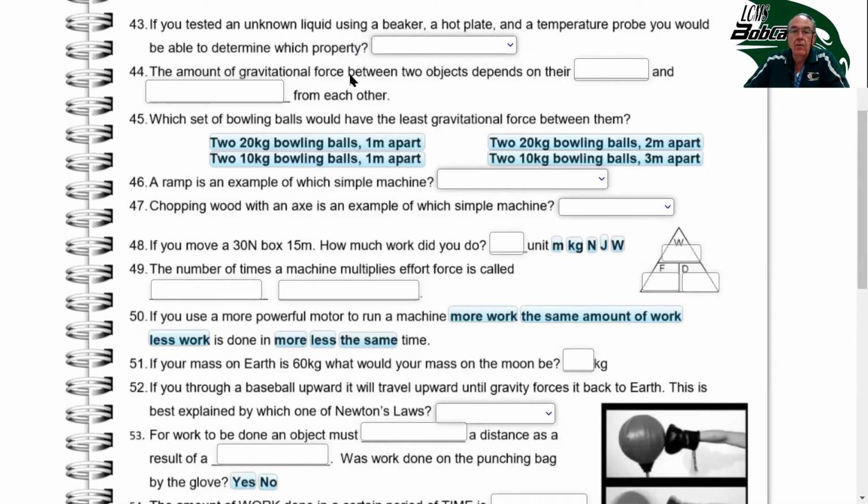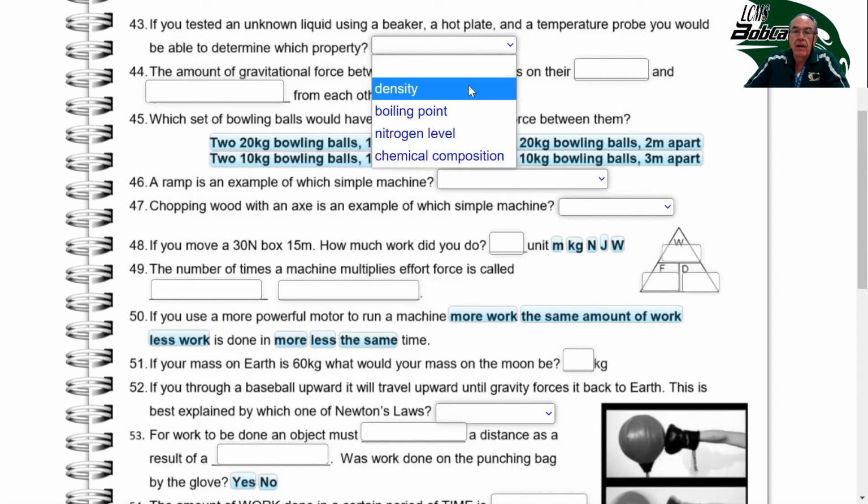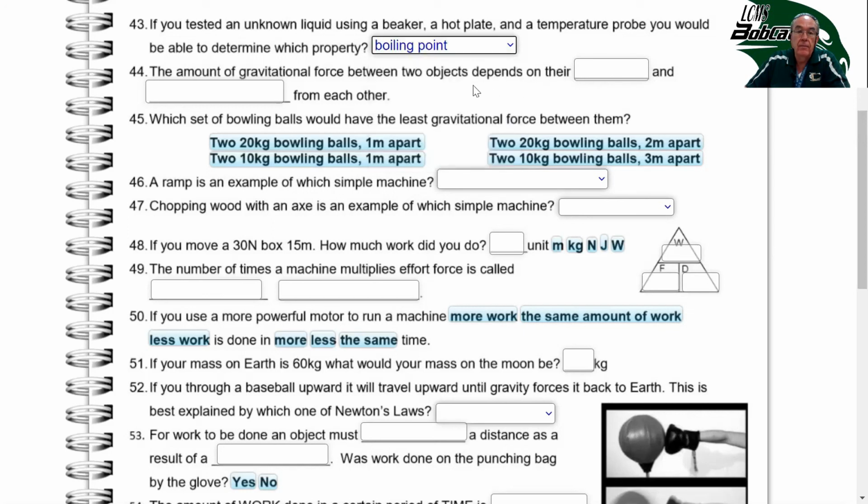If you tested an unknown liquid in a beaker, and you had a hot plate and a temperature probe, you would probably be able to determine which property? Well, density is mass divided by volume, and there's no way to find the mass or the volume, so we can't do that. We could find the boiling point. We have a hot plate and a thermometer. There's no way to measure the nitrogen level, and there's no way to tell the chemical composition with a hot plate and a temperature probe. So we would be looking at the boiling point.